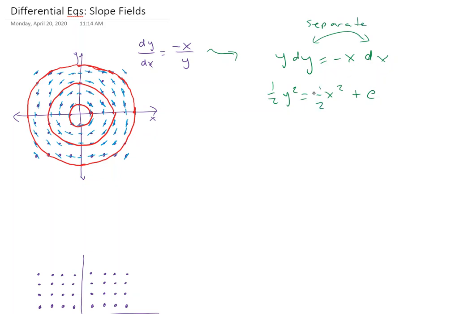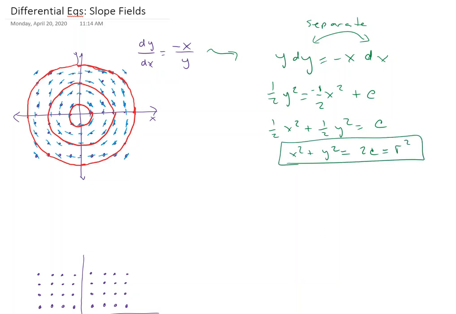Let me put that negative in there, and now we're going to get 1/2 x squared plus 1/2 y squared equals c. Now, if I multiply by 2, I'm going to get some different c, obviously. But that c, call that 2c, is also an r squared, right? Because this is the equation of a circle. And that makes sense, right? This is the graph of these circles.